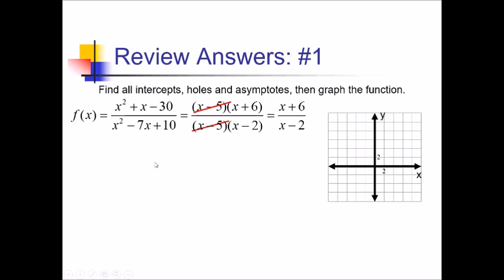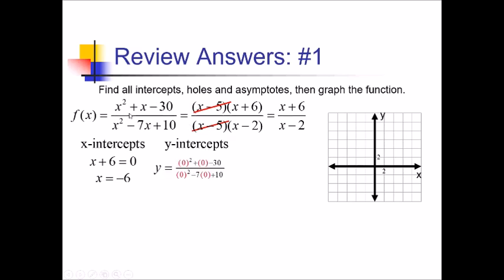For intercepts, I'll start with the x-intercepts. Those are going to be x values that zero out the simplified numerator up here, x plus 6. If I set that equal to 0 and solve, I have negative 6 for my x-intercept. And then for y-intercepts, I have to plug in 0 to the original function. If I do that, everything conveniently zeroes out except for a negative 30 and a 10, which I can reduce to negative 3.